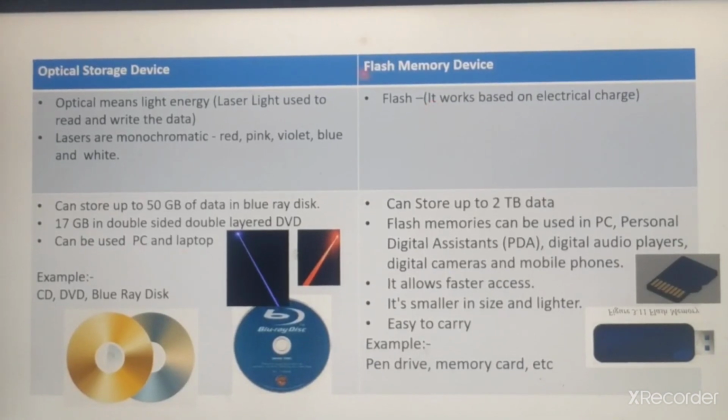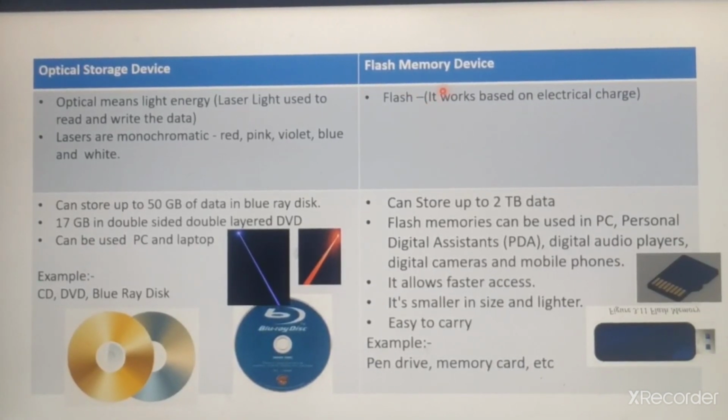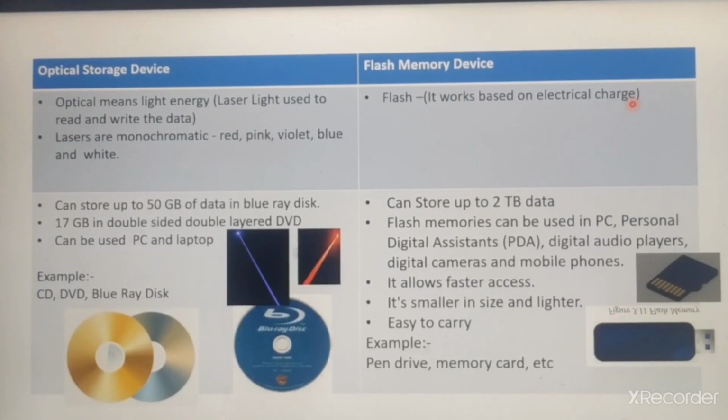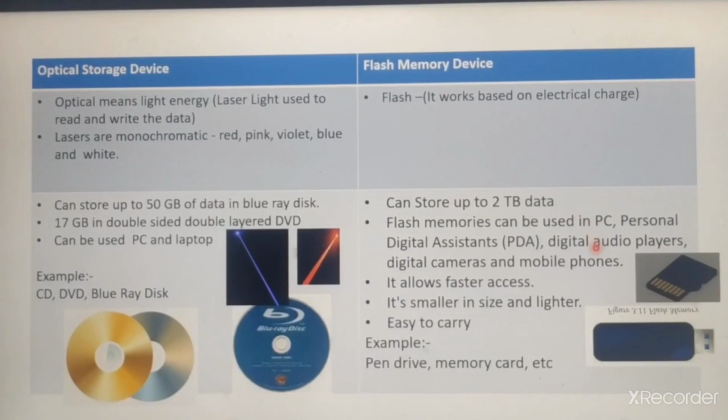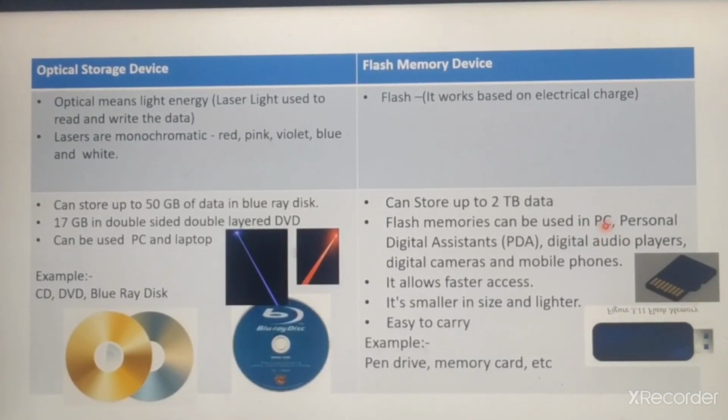Next we can see flash memory devices. This flash memory device works based on electrical charge. By exposing electrical charge, we can erase and reprogram data on flash memory devices. Here we can store a maximum of 2 terabytes of data. The capacity will increase in future. Here are two examples of flash memory devices, pen drive and memory card.